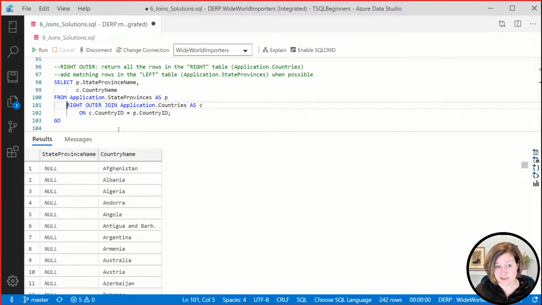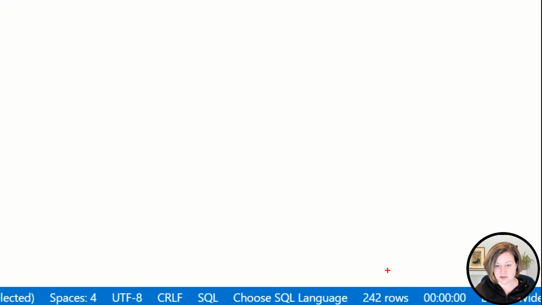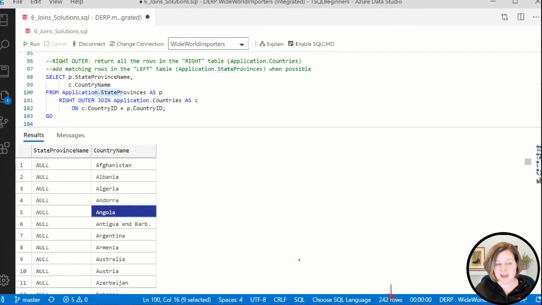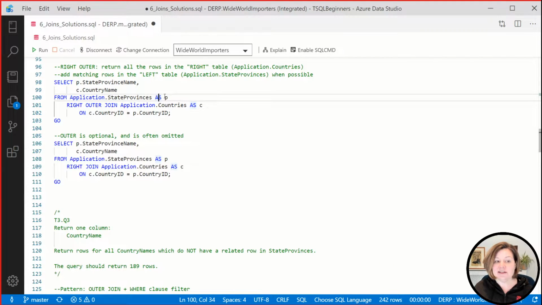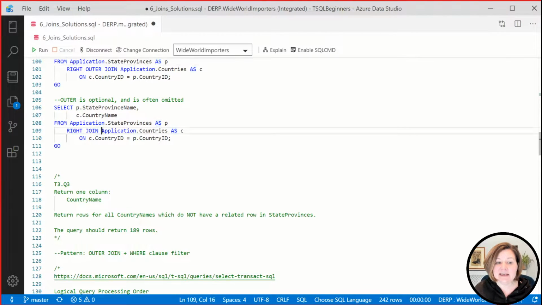That is all up to you. So all of the ones from countries, because it's on the right, only the stuff in state provinces as they match, we once again get 242 rows. I would worry more about learning left outer join, since that's what most folks use. In either case, you don't have to put the word outer in.